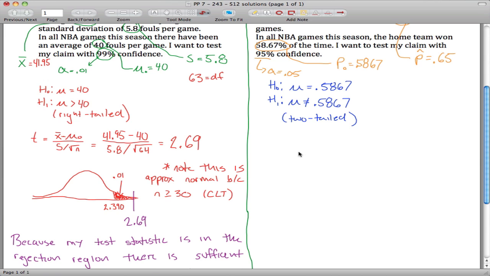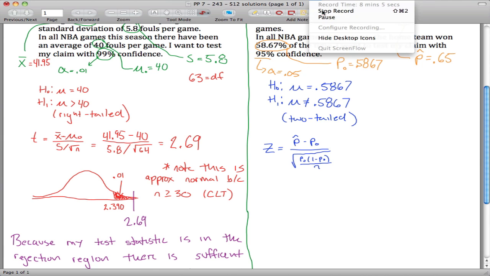Now I want to calculate my test statistic. It's a z statistic in this case. Proportions are always z because we're only estimating one parameter. Our formula is p hat, what we got out of our sample, minus p naught, what we expected, divided by our standard deviation, which is the square root of p naught times 1 minus p naught divided by n. Be careful, make sure you use p naught here, not p hat. The idea is we're assuming our null hypothesis is correct.